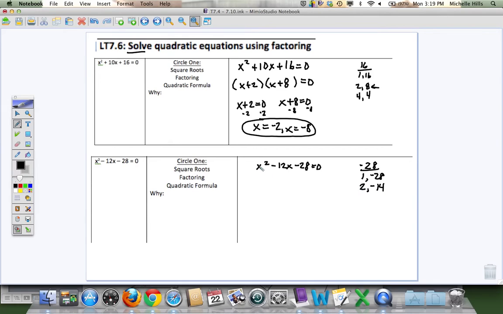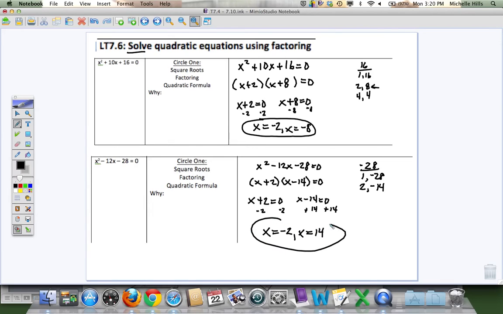2 and negative 14 would add to give me negative 12, and 2 and negative 14 would multiply to give me negative 28. So x plus 2 times x minus 14 equals 0. The only way this works, x plus 2 could equal 0, and then when I subtract 2 from both sides, x would equal negative 2, or x minus 14 could equal 0, so I would add 14 to both sides to solve for x, and x could equal positive 14. If I graph the equation y equals x squared minus 12x minus 28, that parabola crosses the x-axis at negative 2 and at positive 14.